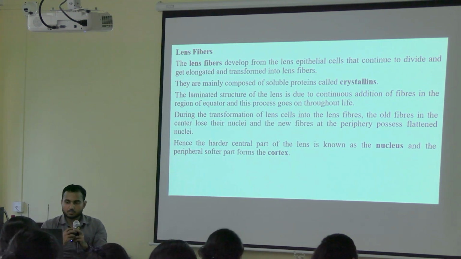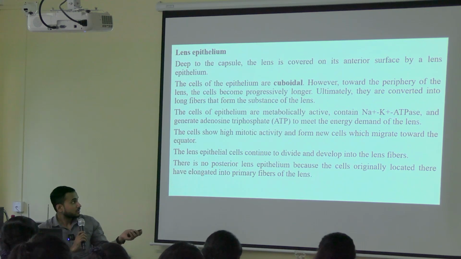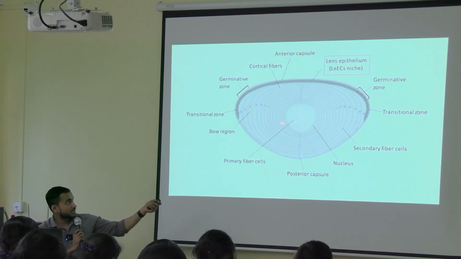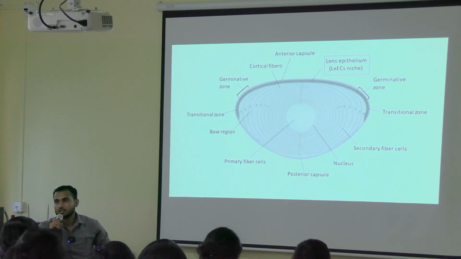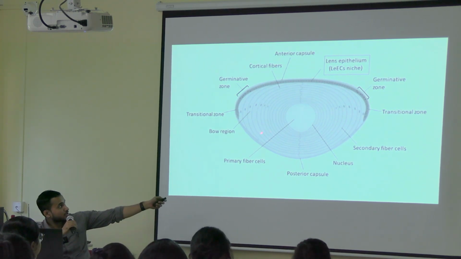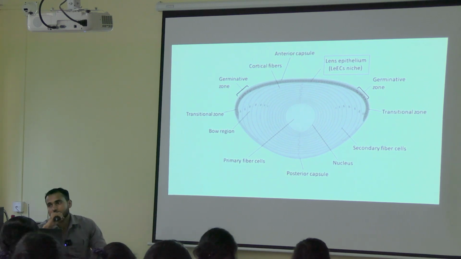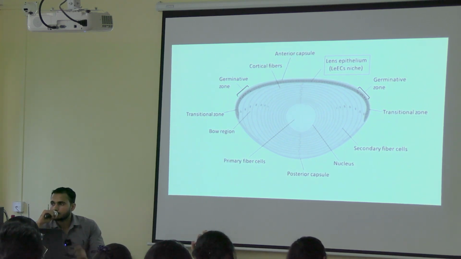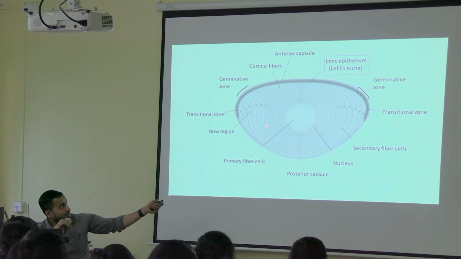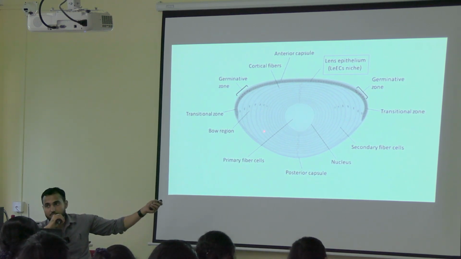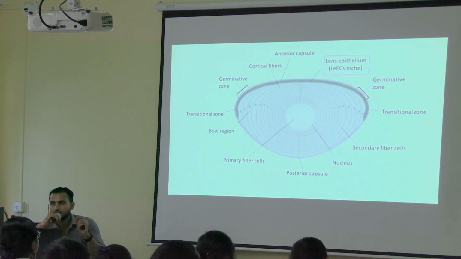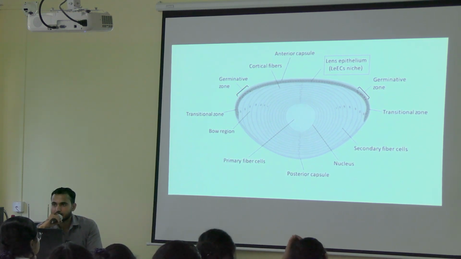Okay. Now in this diagram you can see this particular part is the nucleus, and this particular part is the cortex. So the cortex part will be soft, and the nucleus is harder, because in the nucleus only fibers are present. Here, along with the fibers, elongation is taking place, so they are newly formed fibers plus the cellular organelle nucleus is present inside the cell.